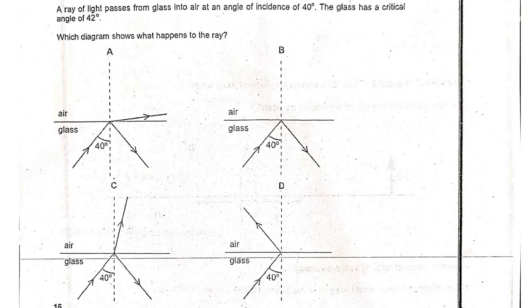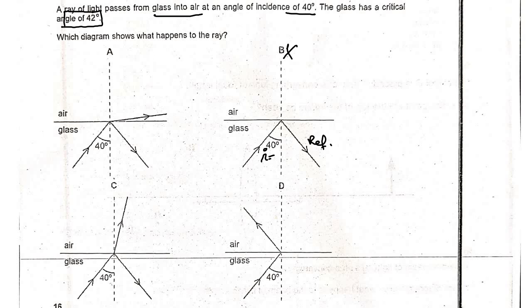A ray of light passes from glass to air at an angle of 40 degrees, and the glass has a critical angle of 42. This means that if the incident angle is less than the critical angle, the light won't completely bounce back, but it will pass through the boundary of the transparent medium. So option B represents that at an incident angle of 40 degrees, the light has completely reflected. So this is the incorrect option.